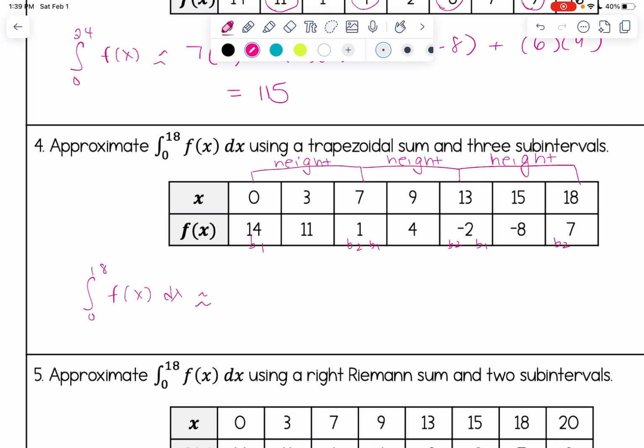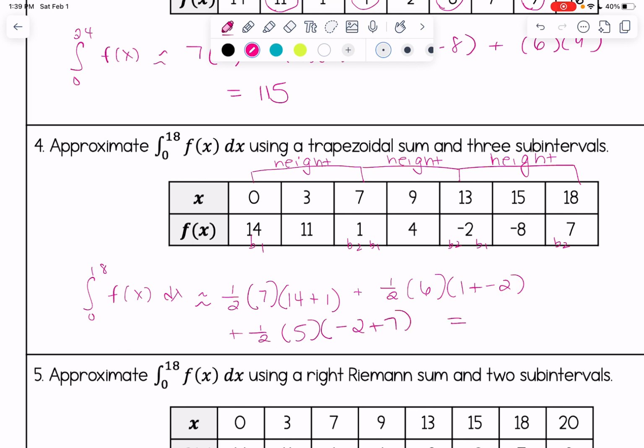All right, so the first set is going to be 1/2. The height of the trapezoid is 7 because we're going from 0 to 7. Base 1 plus base 2. Then it's going to be 1/2, 6, 1 plus -2, plus 1/2, 5, -2 plus 7, and all of this comes out to be 62.